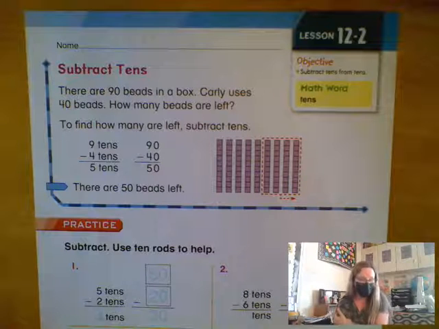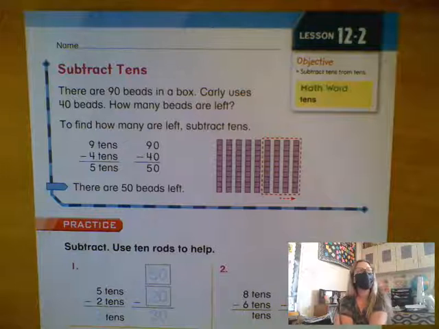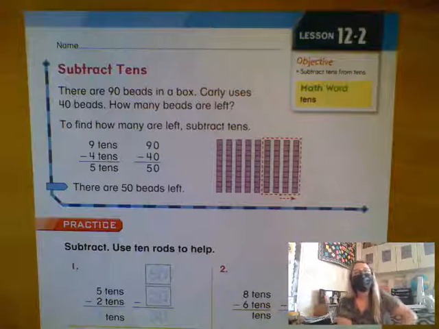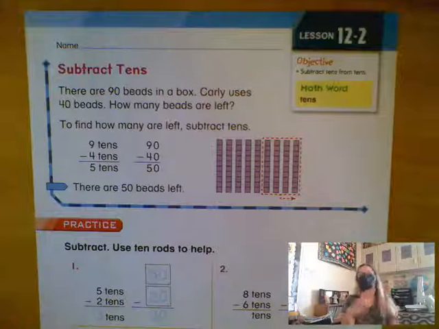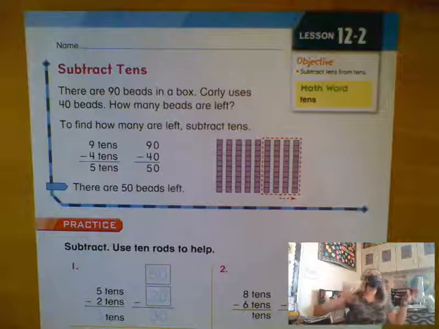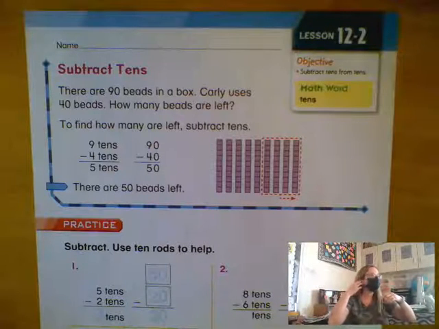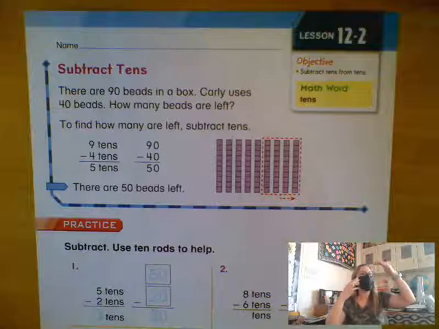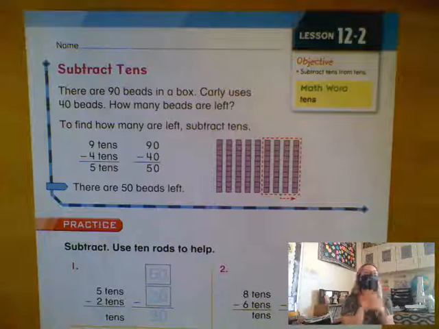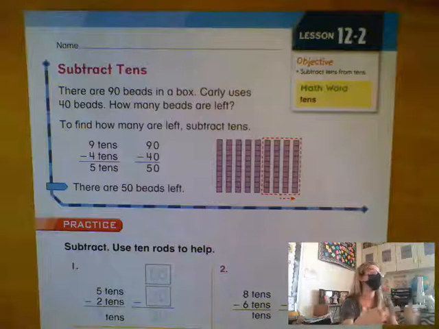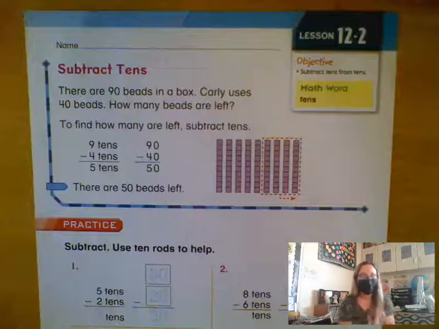We are on lesson 12-2, which begins on page 457. And at the top it says subtract tens. Yesterday we did an excellent job of saying 10 less. Now we're going to be doing multiple tens less. So instead of just 10 less, it might be 2 tens less, or 3 tens less, or 4 tens less. But we're only going to be subtracting tens today, okay?